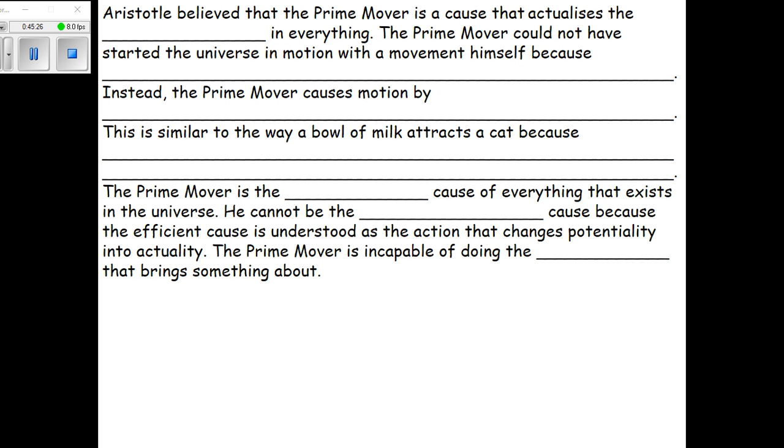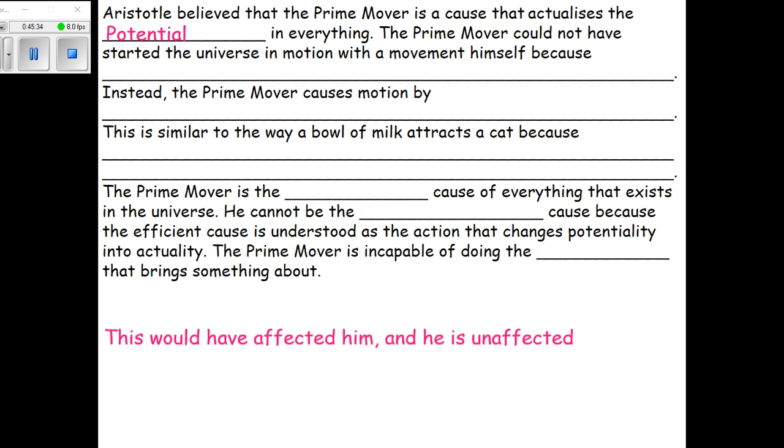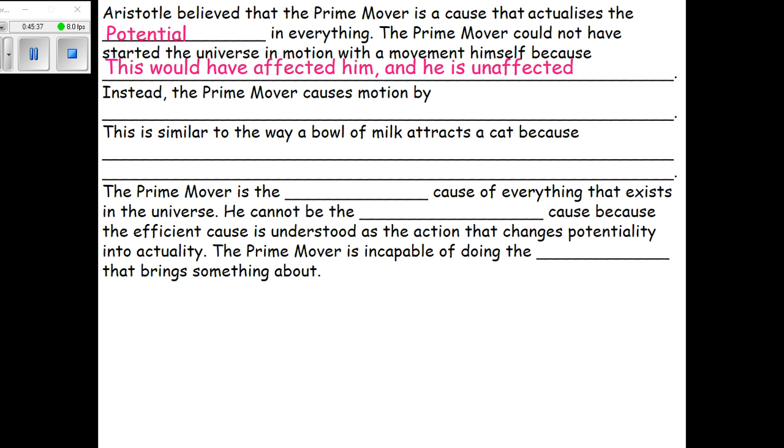Aristotle believes that the prime mover is a cause that actualizes the potential in everything. The prime mover could not have started the universe in motion with a movement himself, because this would have affected him, and he is unaffected. I guess this is the interesting idea that if you move or cause something, then you are moving and you are being caused. Some sort of action reaction. If I push someone, their motion is sort of pushing back on me as well, and that can't happen with the prime mover.